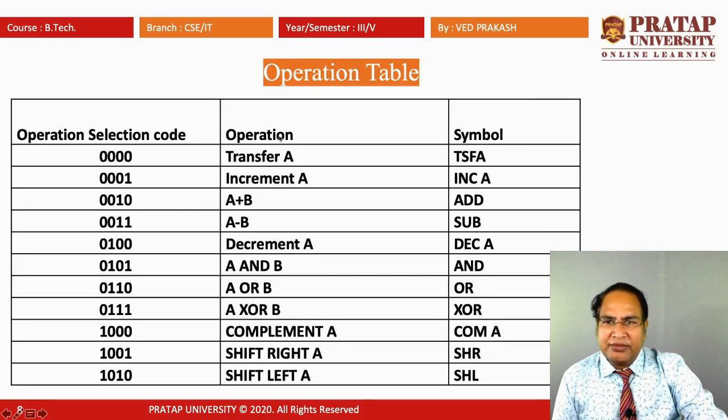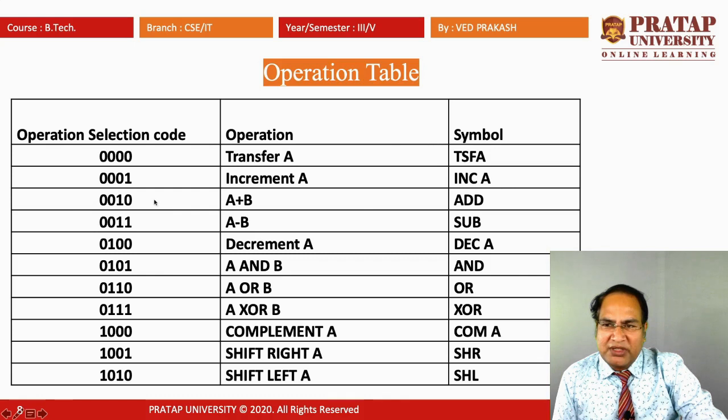Next, we use the operation table, which is used to determine the operation bits, and according to these binary bits we define which operation we have to perform on the data. If all bits are 0000, it means we want to perform the transfer operation, abbreviated as TSFA. If 0001 is given, it means we have to perform the increment operation, abbreviated as INCA.